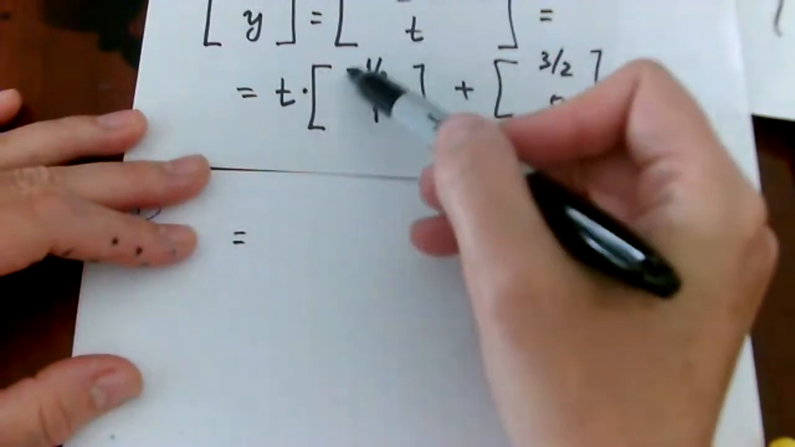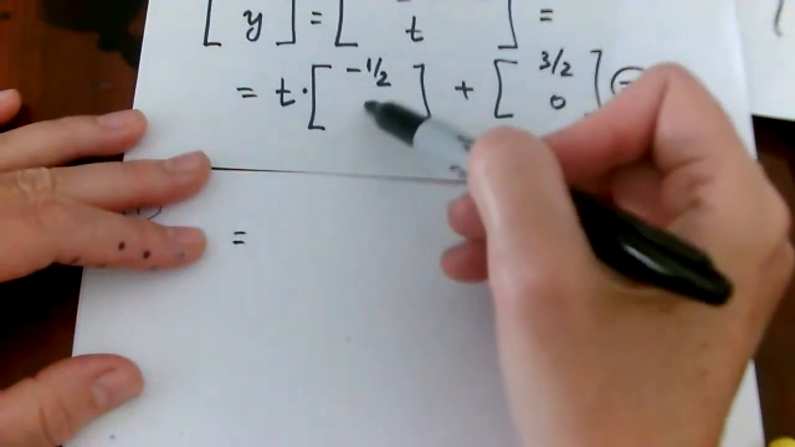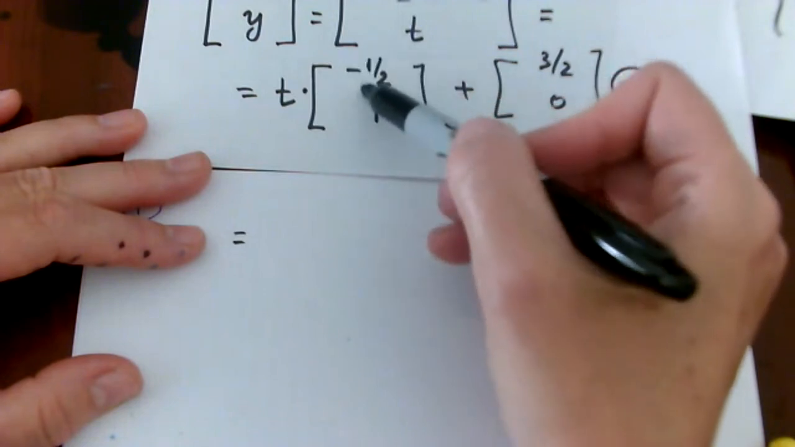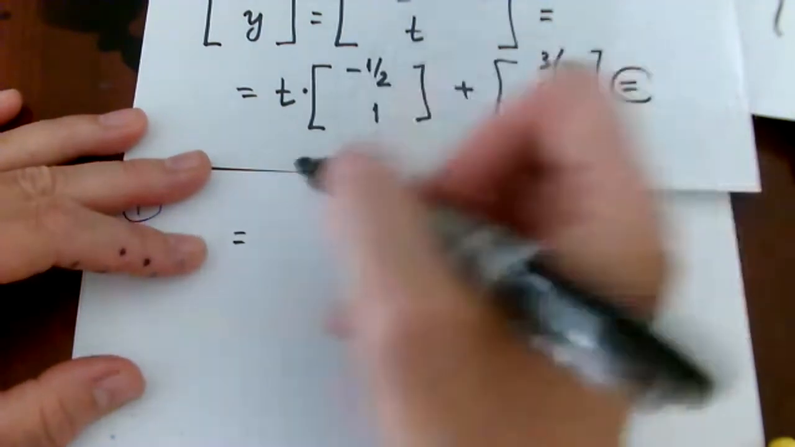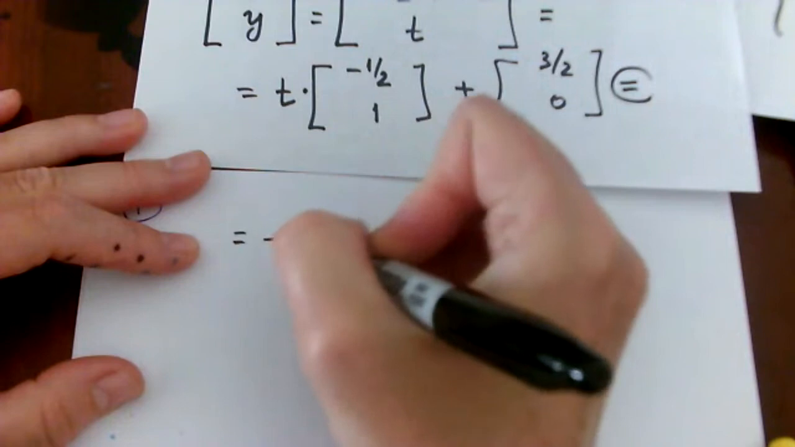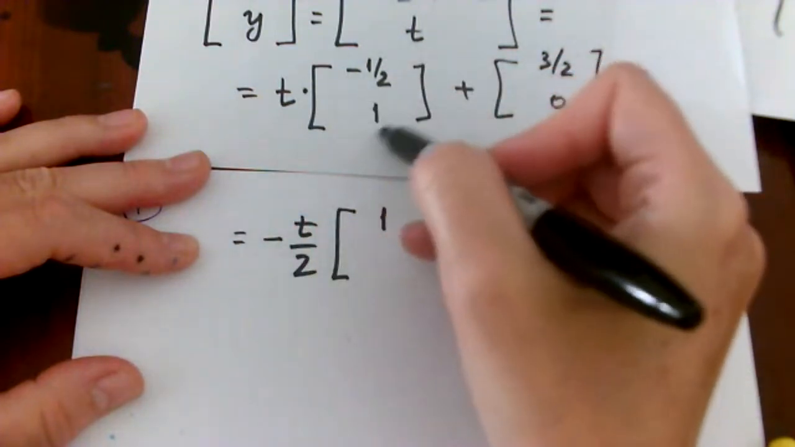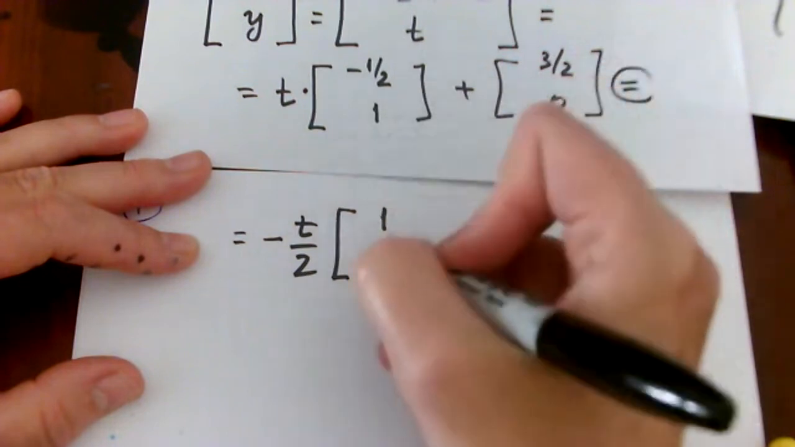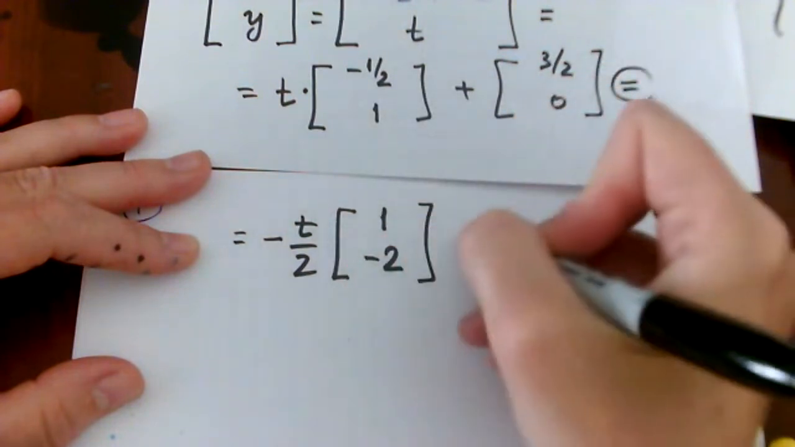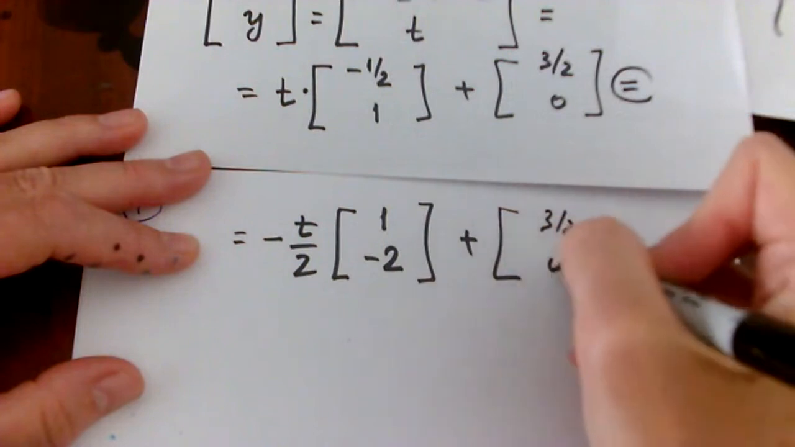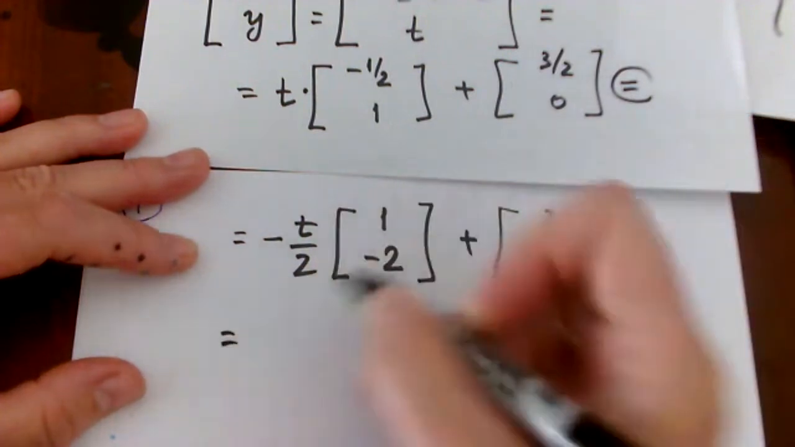So it turns out that we need integer numbers here. How to get integer numbers? We can pull out minus 1 over 2. So it will be minus t over 2, and this will be 1 in this case, and this one will be multiplied by minus 2. So it looks better. But from here, it doesn't make sense to pull out anything. It won't get any better.